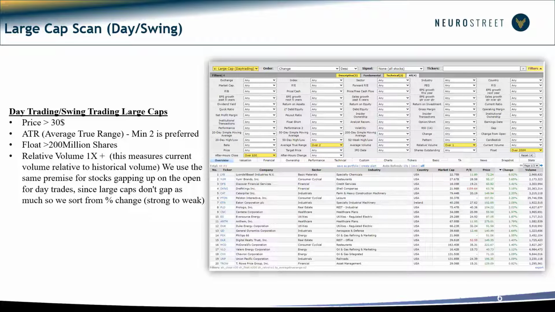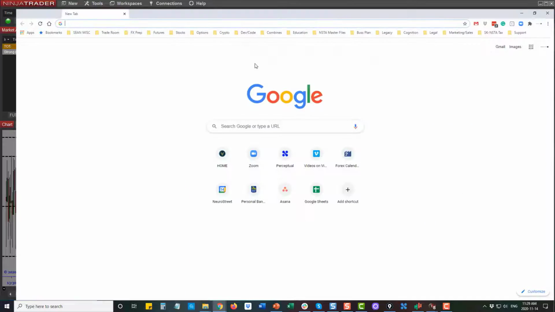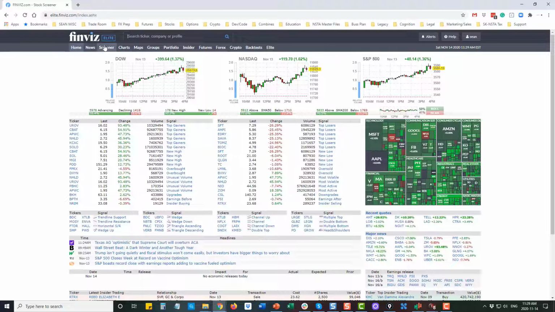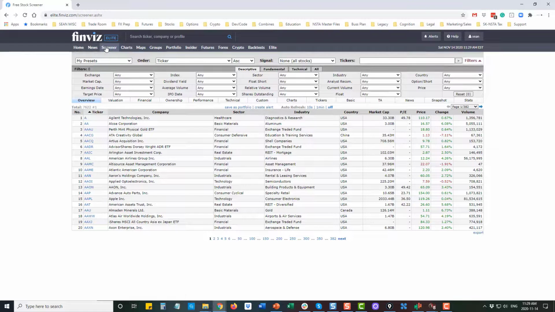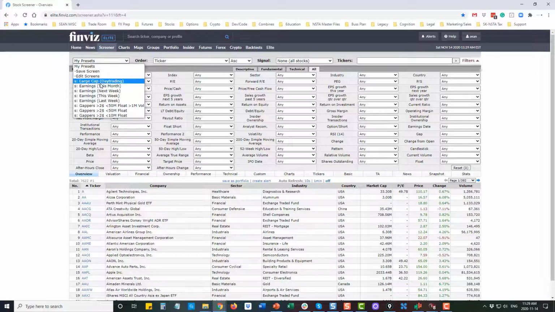So let's go in here. Let's build a scan. Let's grab a browser. Let's type in FinViz, and let's go to the screener. Okay, now what we can do is I have a pre-built scan already for this. I believe I do. Large caps. Yeah, large cap day trading.